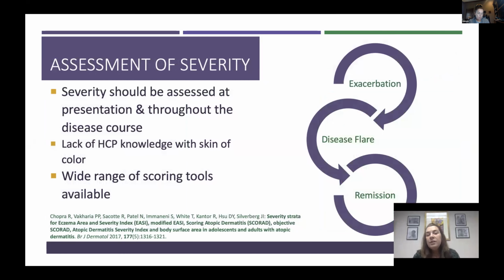So first, let's start with the assessment of severity. Again, it should be assessed at presentation, but also each and every time throughout the disease course. And oftentimes, unfortunately, healthcare providers lack knowledge specifically about skin of color. AD presents differently in skin of color. And so as a nurse, it's important to understand that there are a wide range of scoring tools and to understand that cyclical nature of severity, from exacerbation, disease flare, remission, and then starting all over once again.